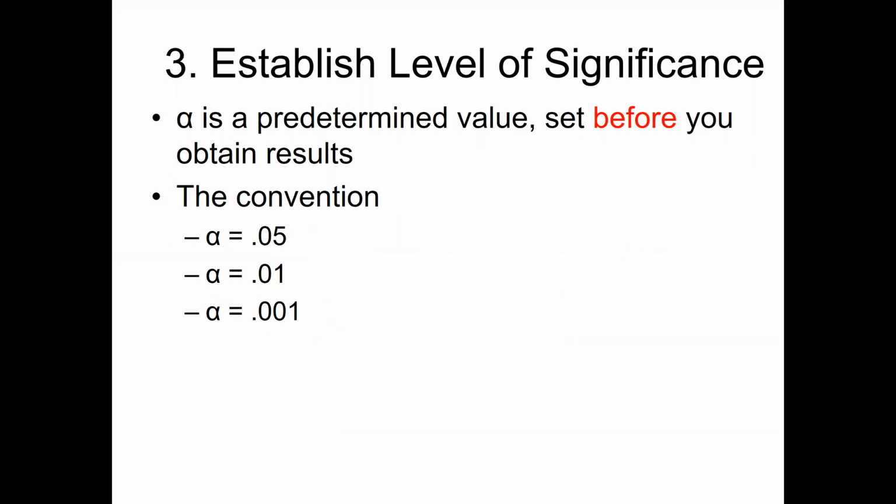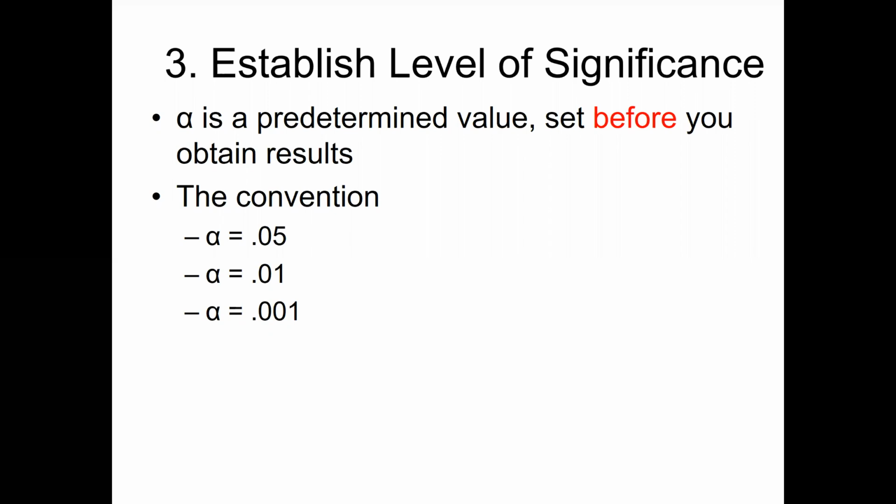Then you establish your level of significance. You probably remember this. Your level of significance uses the notation alpha. It is an a priori value, so you have to set it up front, basically when you're stating your hypotheses. And there are some conventions in the social sciences. You will normally see an a priori alpha of 0.05 or 0.01, less commonly 0.001.